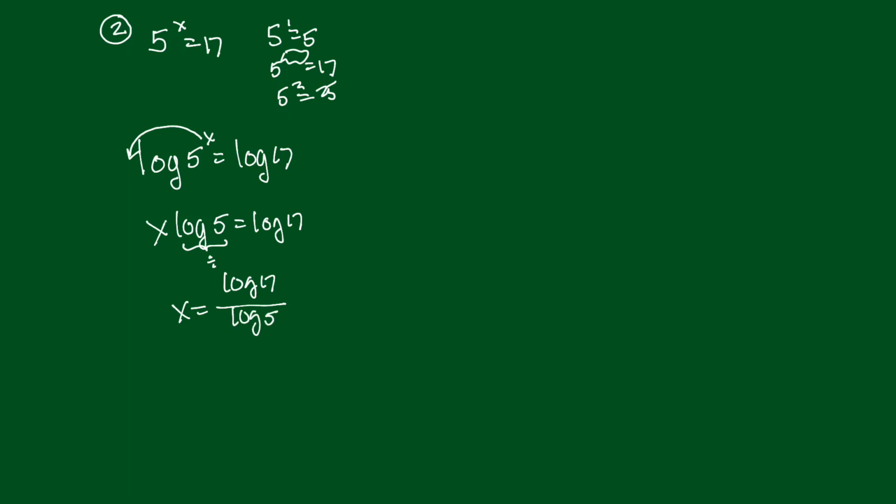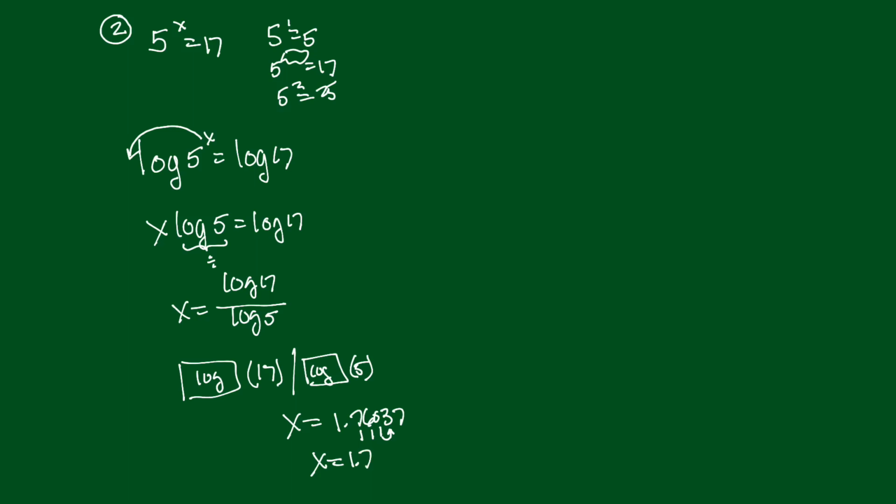Now, my calculator, here's what I'm going to do. I'm just going to press the log key. I'll get a parentheses. I'll type in 17 and close it. Divide. Press that log key again. You get a parentheses and put in a 5. Close it. And my calculator is showing that x is equal to 1.76037. And according to the instructions, I'm supposed to round to 3 places. So there's 1, 2, 3. Now that number over here is below 5. So I'm just going to write this as x equals 1.760.